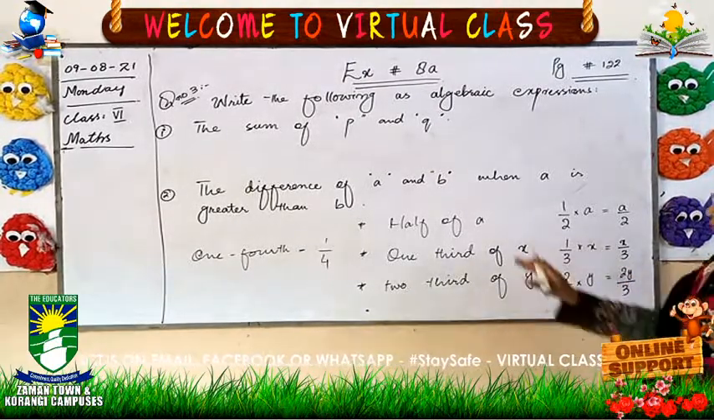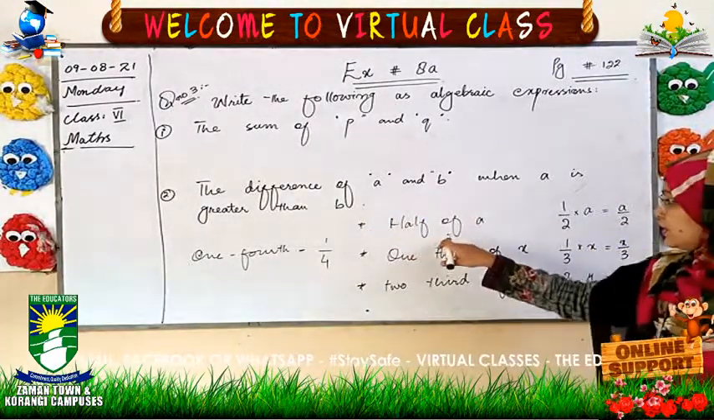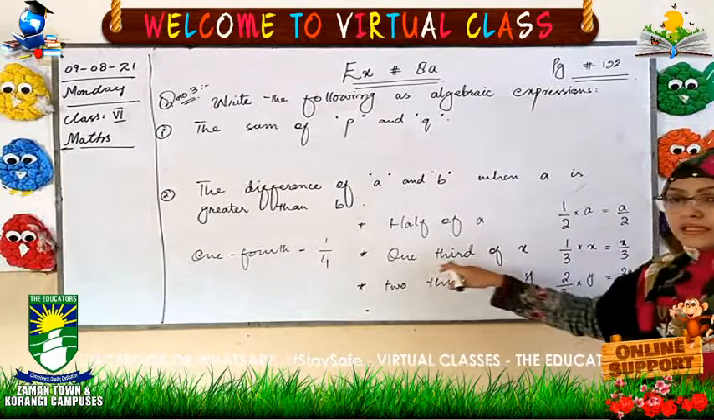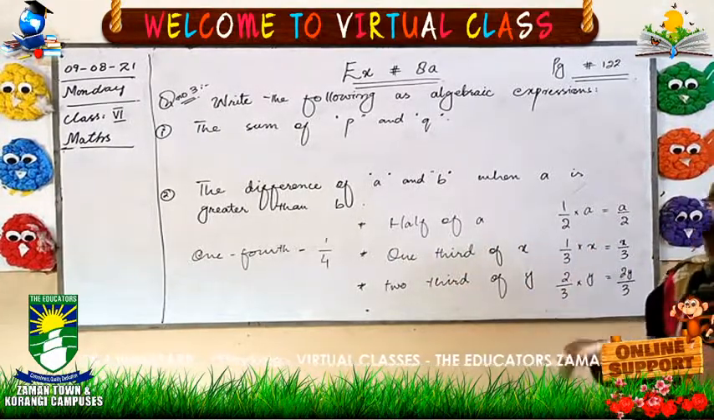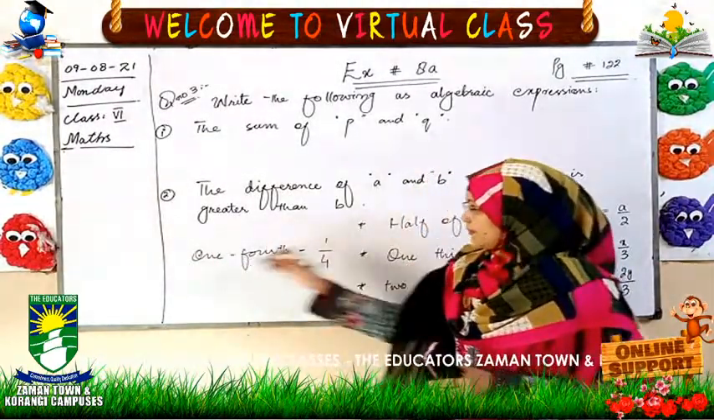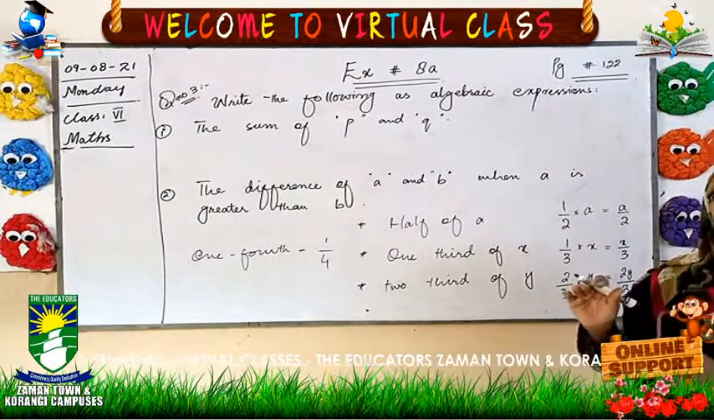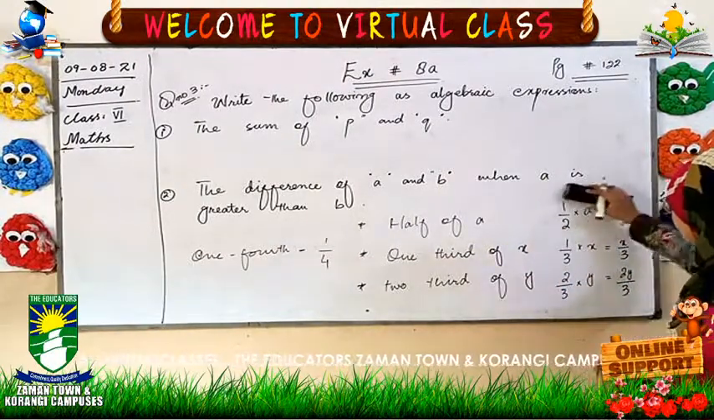Is that clear? Half means 1 upon 2. Wherever you have the word half, you will use 1 upon 2. 1/3 means you will use 1 upon 3. 2/3 means it is 2 upon 3. 1/4 means it is 1 upon 4. And whatever variables are given in your question, you will go according to that variable. Is it clear? Now come to the question.